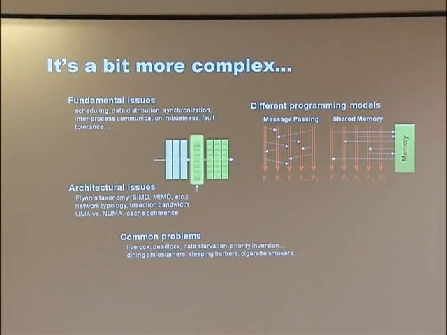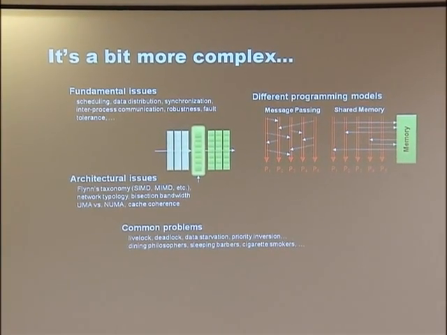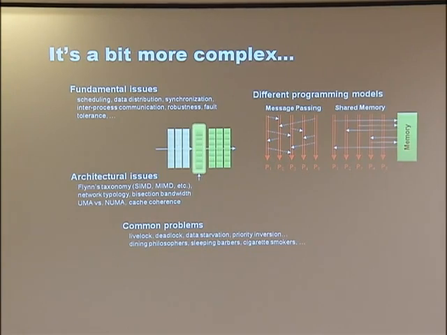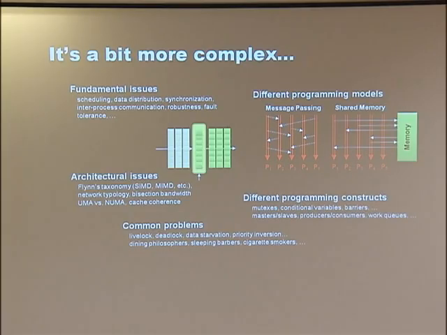You learn about colorful names for common problems: the dining philosophers problem, the sleeping barber problem, and the cigarette smokers problem. But I think that one's far less politically correct, so I think people use a different name for that. And of course, you learn about different devices for dealing with all these problems: mutexes, barriers, condition variables, producer-consumer queues, etc.